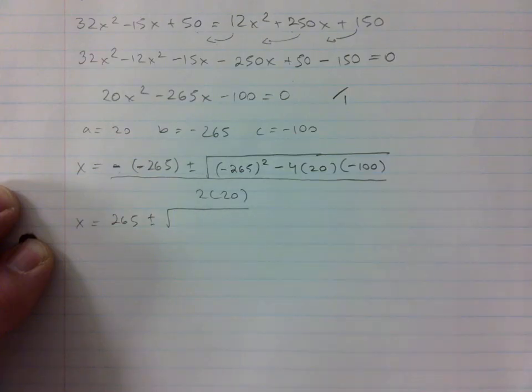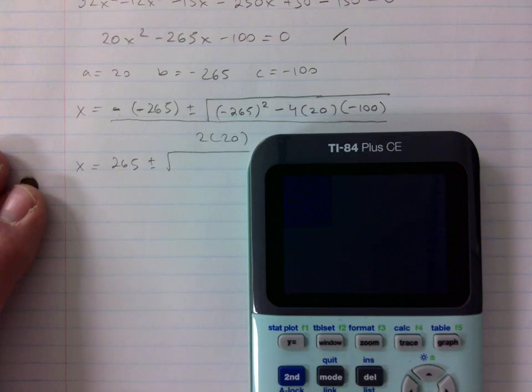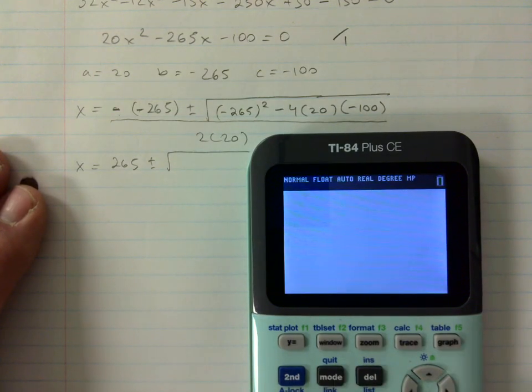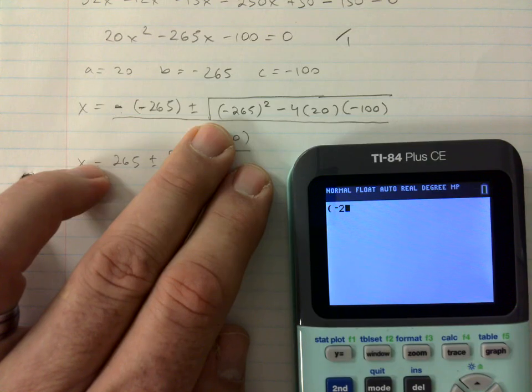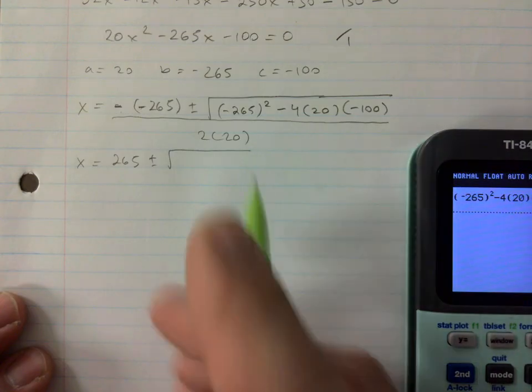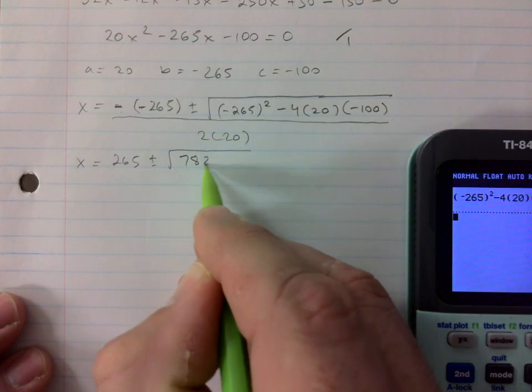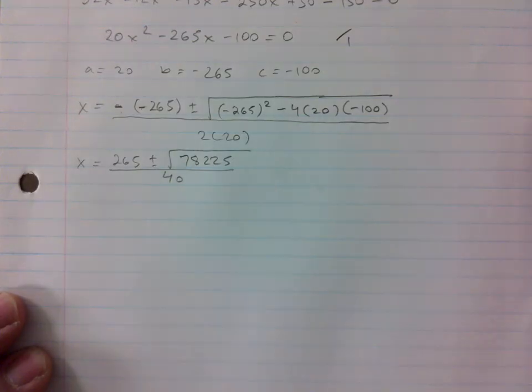I figure out what the root gives me. It's a big number. I'll just show you here so you can see how I would type that in. Right, so you go negative 265 squared minus 4 times 20 times negative 100. If you use brackets, you cannot get this wrong. Okay, you cannot get this wrong. 78,225, right, over 40.